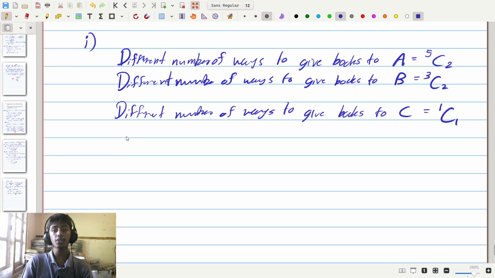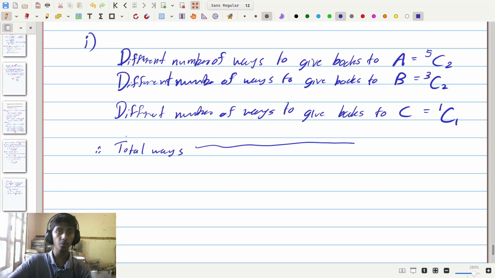So now, if we consider each of these and we consider their product, that product is going to be the total different number of ways in which we can give the books to A, B, and C. So therefore, we could either write total ways and just write the answer, or we could write total ways to give 2 books to A, 2 books to B, and then 1 book to C, or something like that. But I'm just going to say total ways is equal to 5 choose 2 times 3 choose 2 times 1 choose 1.